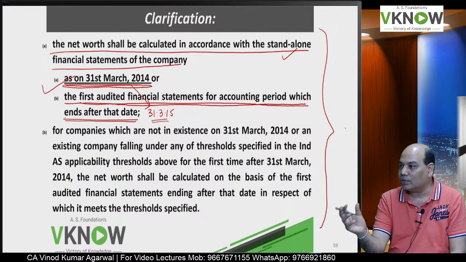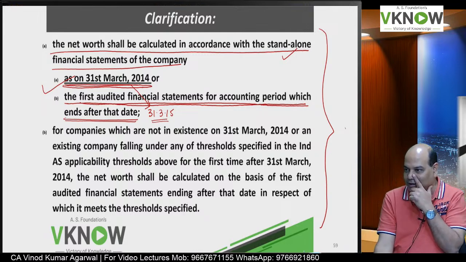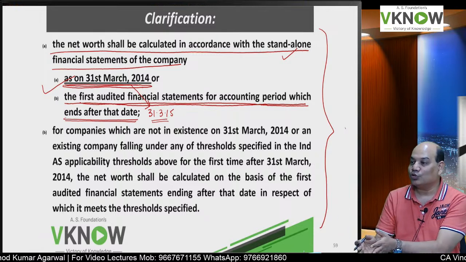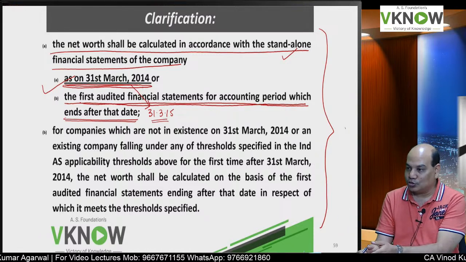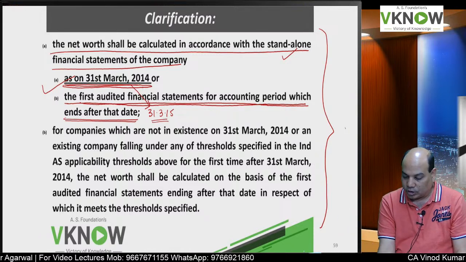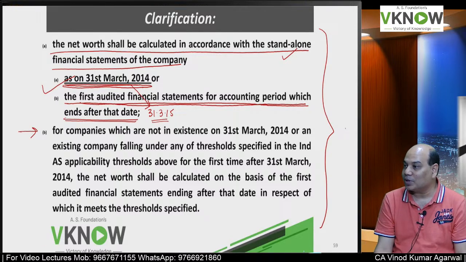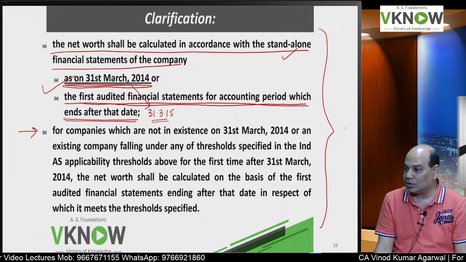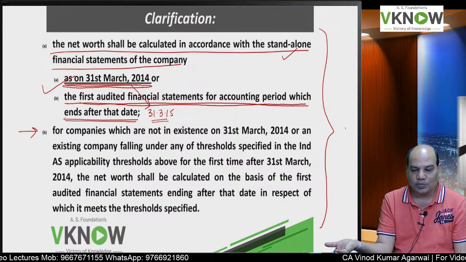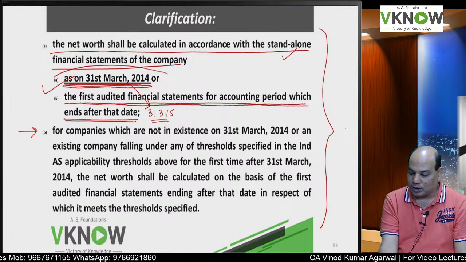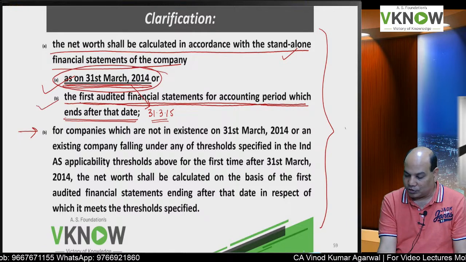Suppose a company may not have 31st March as year ending date. Okay, if its year ending date is 30th June, then I can take 30th June also. And then what about companies which were not in existence on 31st March 14? Possible? The company was incorporated on 1st April 14. So then this you can't apply. Then I will apply this one.